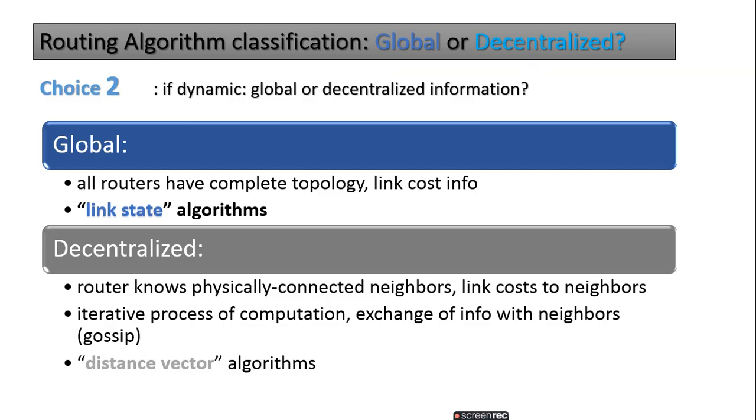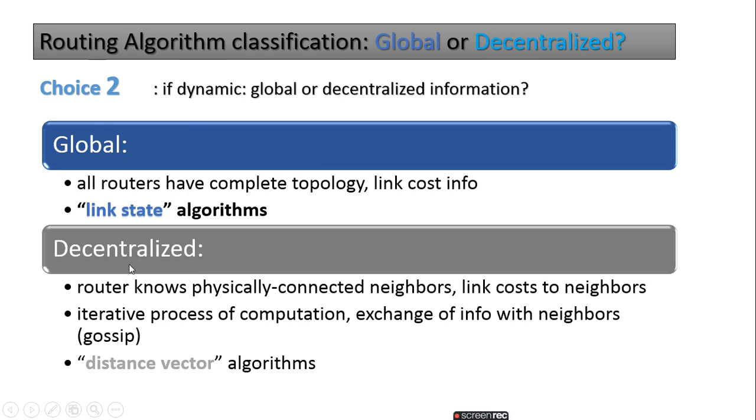Then, if dynamic, are you going with a global routing algorithm or a decentralized routing protocol? As these words are difficult for you to understand, let me give you other words which you know. Global is another name for link state, and decentralized is another name for distance vector. Now we discussed that RIP version 2, IGRP and EIGRP are distance vector routing protocols. And we also said that OSPF, IS-IS, BGP, these are link state routing algorithms. So you have to select whether you're going to go with a global routing protocol or a decentralized routing protocol.